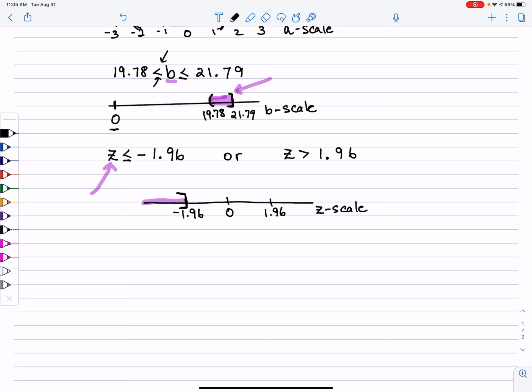Or all of the numbers that are greater than 1.96. And numbers that are greater are always numbers to the right. The inequality symbol is the greater than symbol, and the greater than symbol requires a parenthesis.